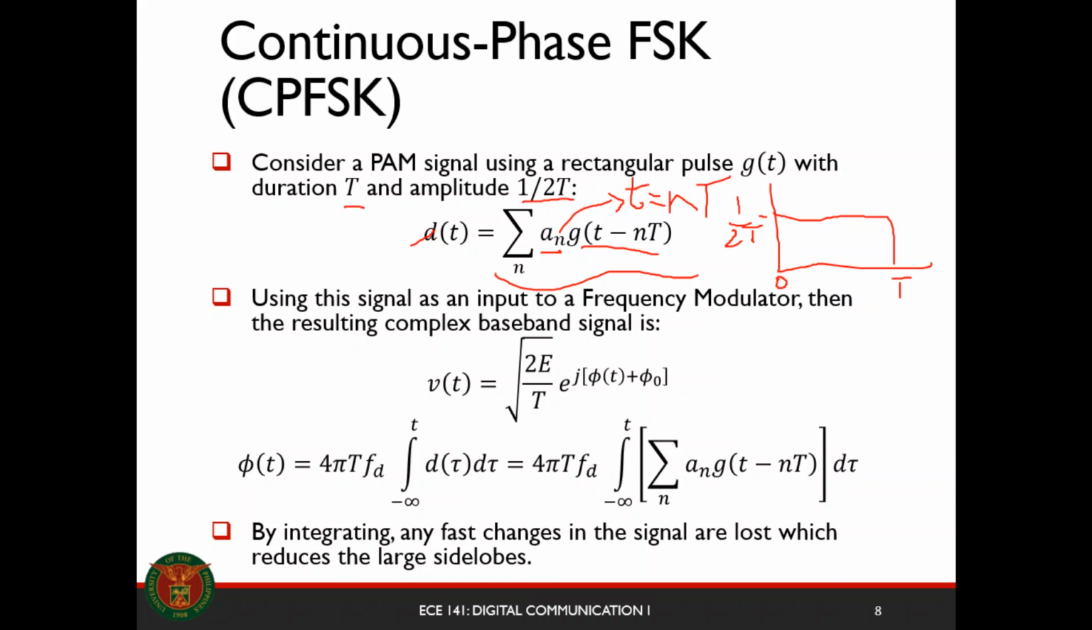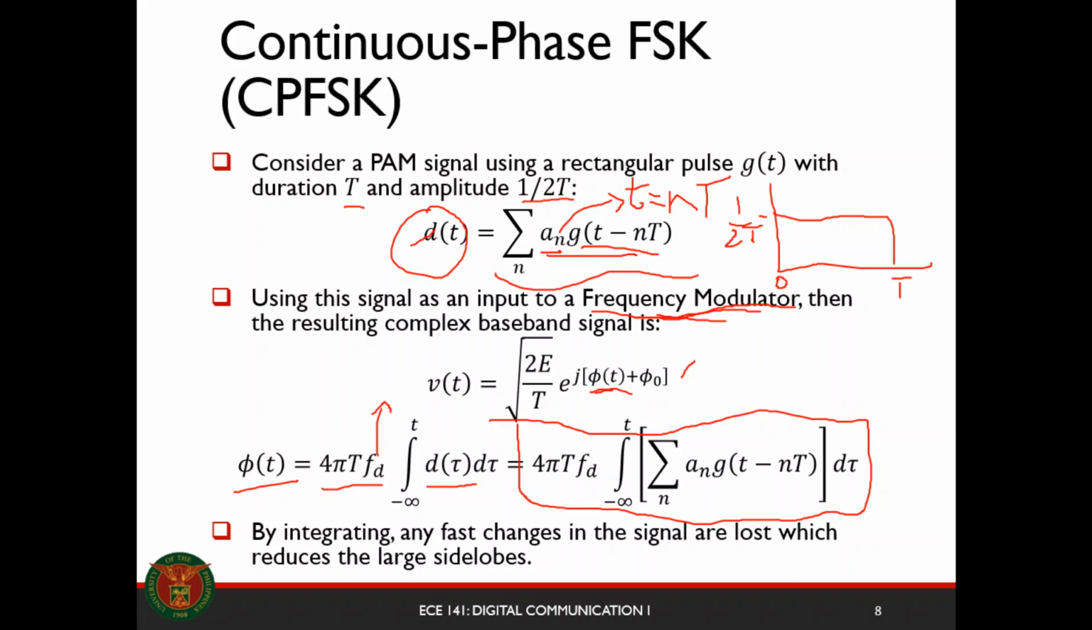So if we use this as the input to a frequency modulator, we get this expression right here, where phi of t, the phase, is equal to the integral of this d of t. Recall that if you put a signal d of t as an input to your frequency modulator, the output phase is the integral of this input. And we have this result for phi of t, equal to 4 pi T times f_d. f_d is the frequency deviation. We substitute that for d of tau in your expression right here, and you have this expression for your phase.